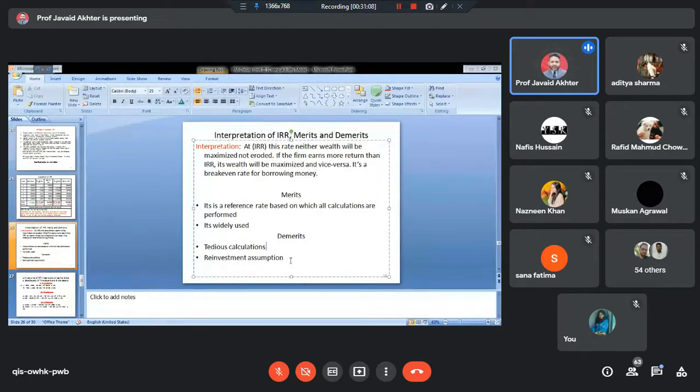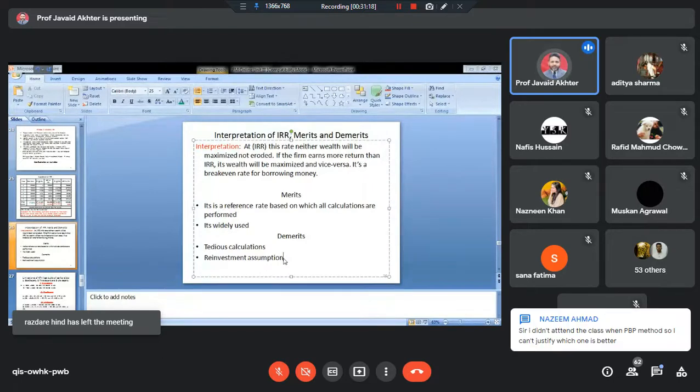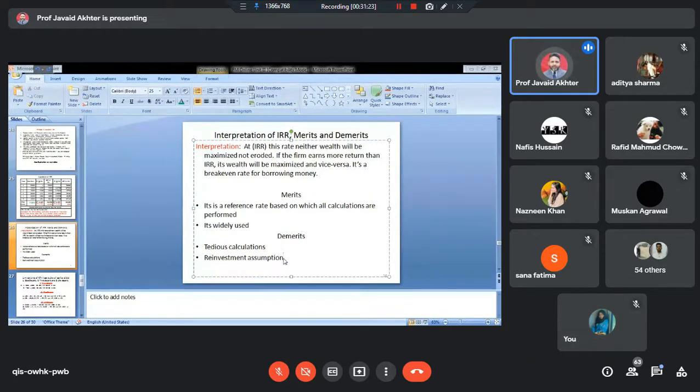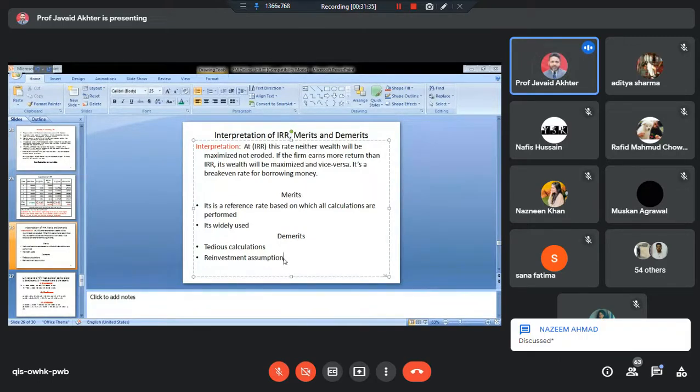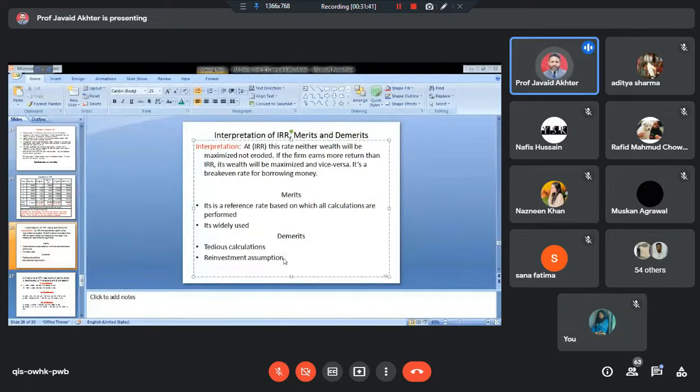Second, a very, very important limitation is its reinvestment assumption. I can explain what this is, but once again I'm saying, if you are clear on the compounding concept and the present value concept, this reinvestment assumption should be clear. IRR will be correct only if this assumption is true. If the assumption is not correct, IRR will also not be correct. When the IRR calculation is incorrect, our decision will be incorrect. So what is this reinvestment assumption?